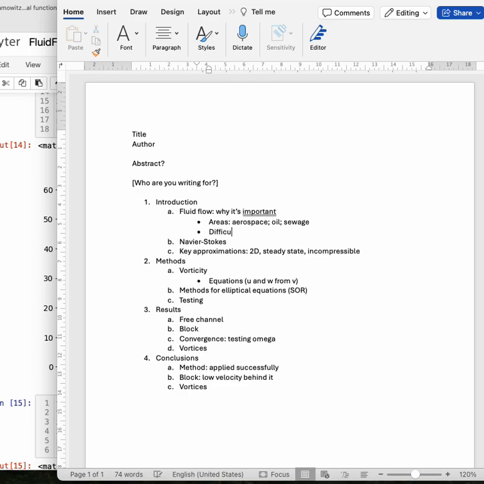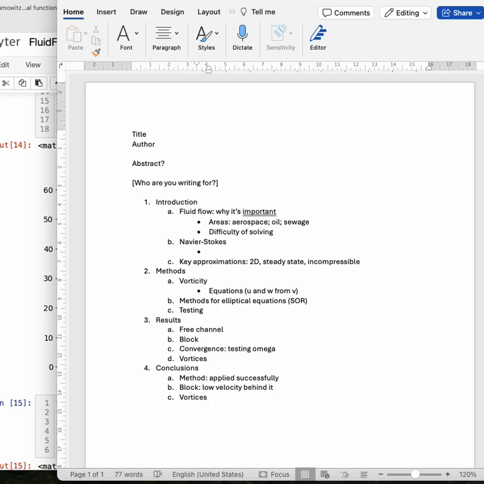You could note the difficulty of solving the equations without necessarily specifying what the equation is, because the next subsection is talking about Navier-Stokes. Okay, so Navier-Stokes, we obviously want to give the overall equations.